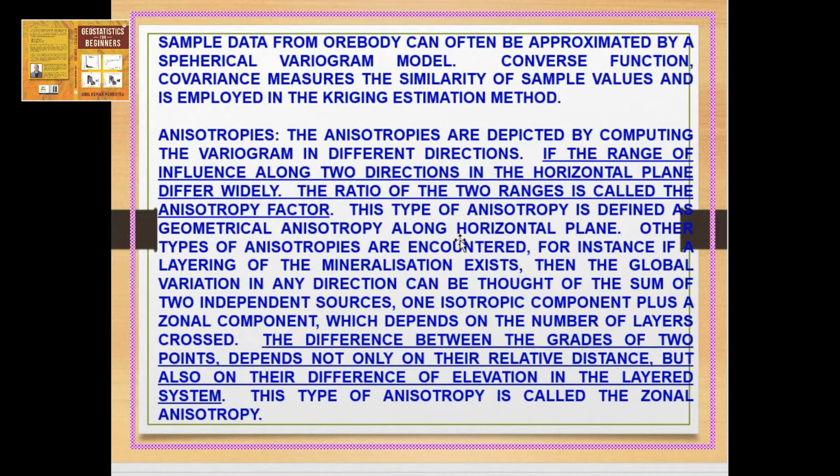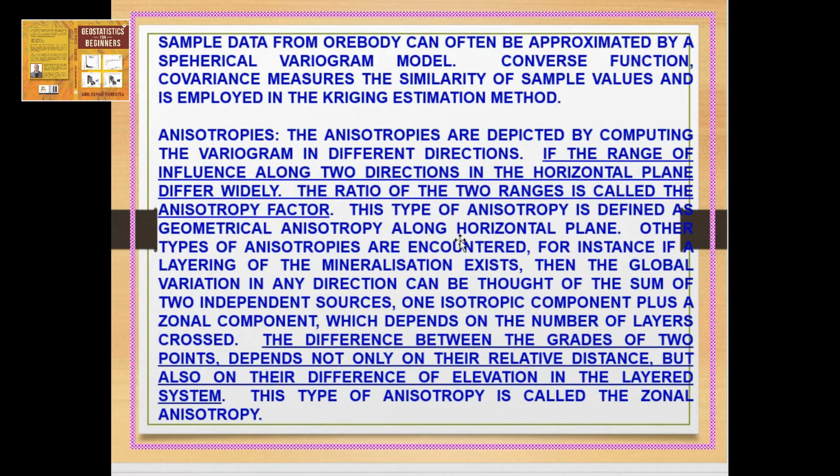Anisotropies. The anisotropies are depicted by computing the variogram in different directions. If the range of influence along two directions in the horizontal plane differ widely, the ratio of the two ranges is called the anisotropy factor. This type of anisotropy is defined as geometrical anisotropy along the horizontal plane. Other types of anisotropies are encountered.